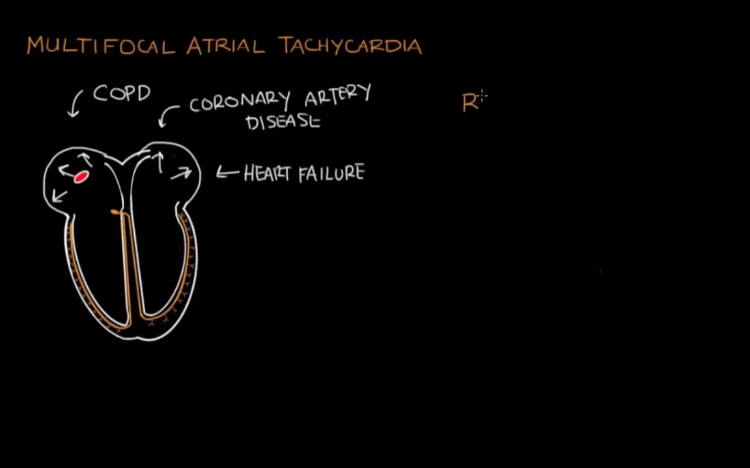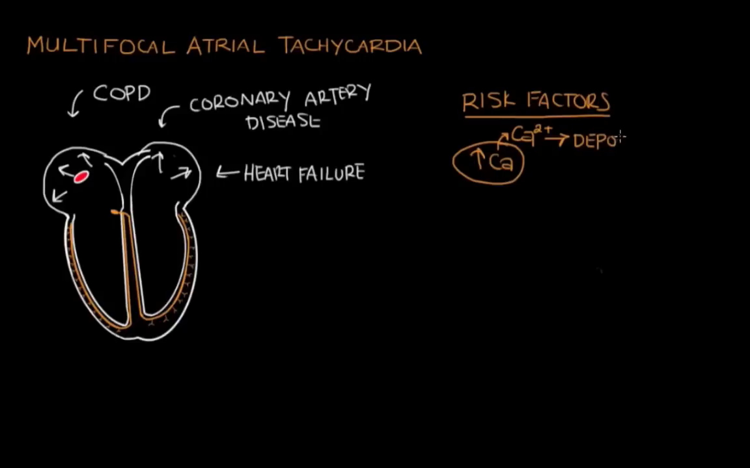An enlarged atrium makes someone more vulnerable to the risk factors of MAT. So what are MAT risk factors? Well, anything that increases intracellular calcium in the cardiac myocyte. This increase in intracellular calcium leads to spontaneous calcium release during a window of time when calcium typically isn't released, and this causes untimely depolarization, meaning that the myocyte will depolarize during a time when it shouldn't, such as a refractory period.